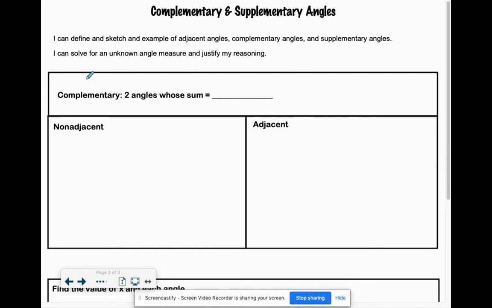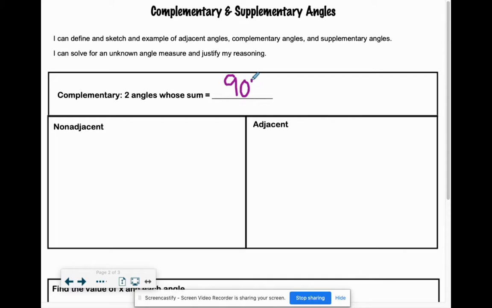So the next two lessons are just going to learn about different kinds of angles that we can have. But these ones, complementary and supplementary, they'll be around all year. They're very similar and very easy. Complementary angles are angles that add to 90 degrees. Their sum is 90 degrees.